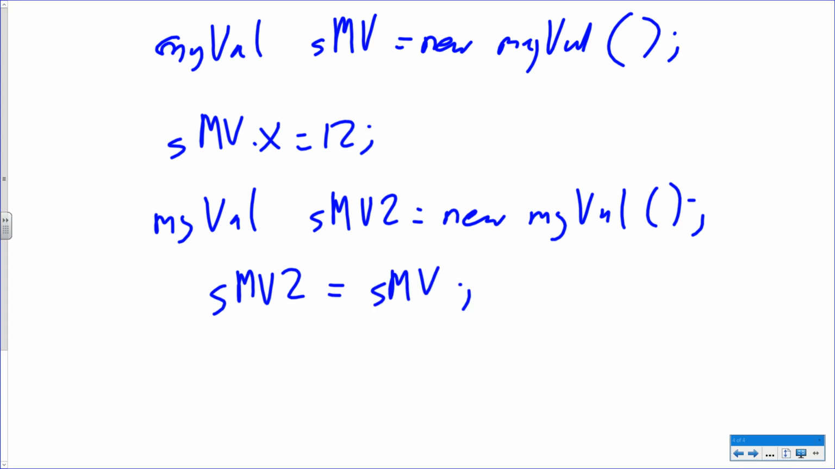So I'm going to create a variable called SMV, and I've got a second variable called SMV2. I set the x value to 12 on SMV. I then set SMV2 to equal SMV, and now I set SMV.x to equal 14. What is the value of SMV2.x? 12. Let's give it a try and just check. You guys don't have to actually do this. I'm just going to write it in code so you can see it.